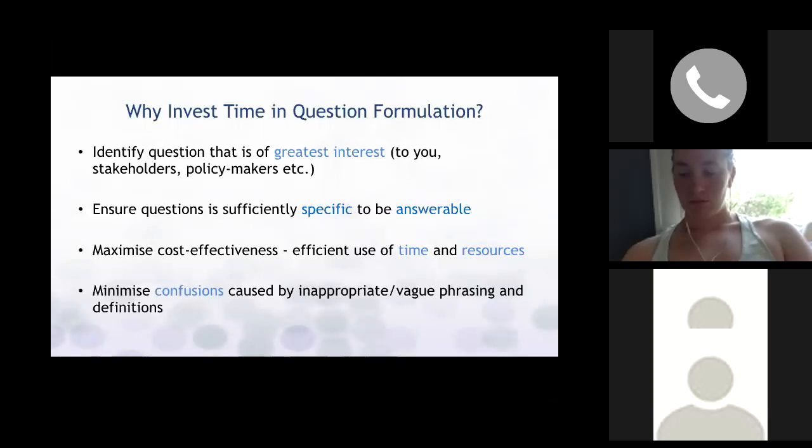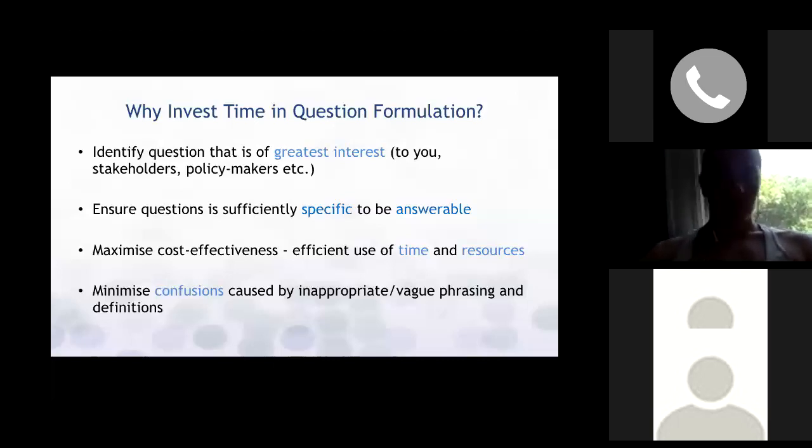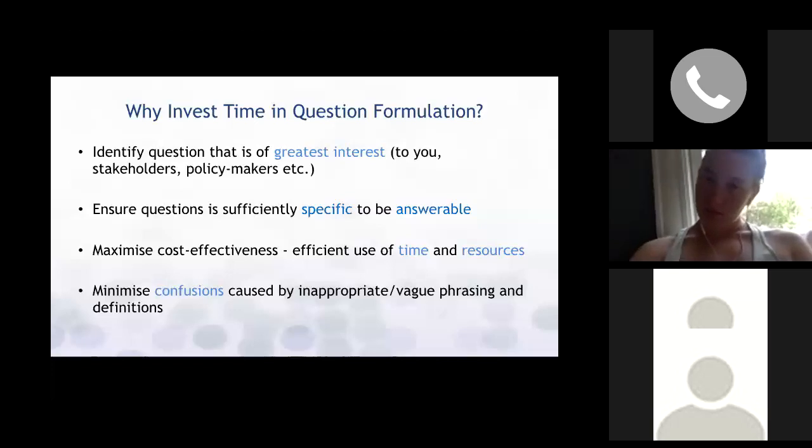And then lastly, the more specific your question is, the less likely it is that somebody who's reading your review or the reviewers within the review team itself are going to be confused, and you're going to end up getting inconsistencies within your review, and also confusion in how to interpret your review or what it's about, because it's either vague in terms of its language and the definitions that are being used, or perhaps the phrasing and the way that you've scoped it isn't appropriate to answer those questions.